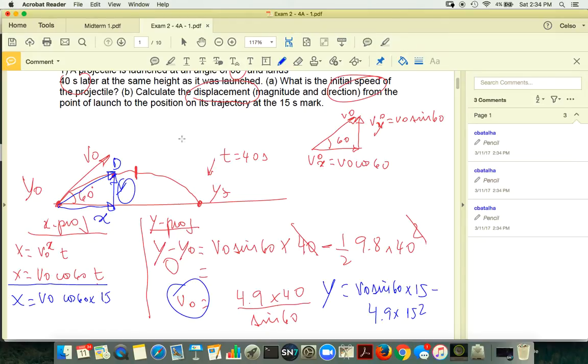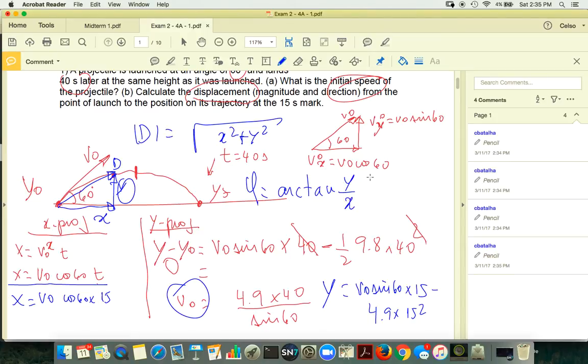And your displacement, the magnitude of it, is the square root of x squared plus y squared. Okay, and pretty much that's it. What is your angle? Your angle phi is arc tangent of y over x, and then you are done there. Okay, good enough. That's for number one.